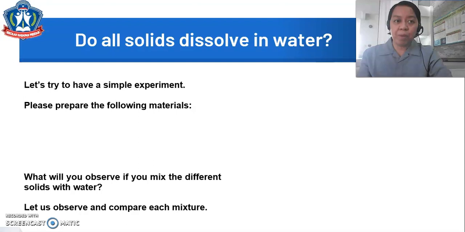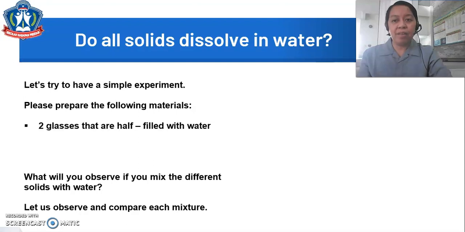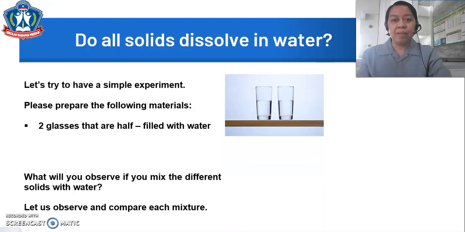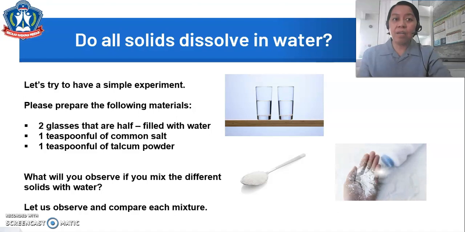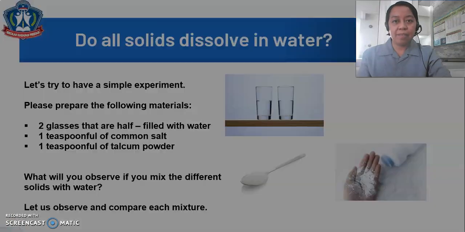So I want you to prepare the following materials. 2 glasses that are half filled with water. 1 teaspoonful of common salt. 1 teaspoon of talcum powder. So we are going to observe these mixtures, children, and let's try to compare the 2 mixtures after our experiment. So be ready, children, for the materials.